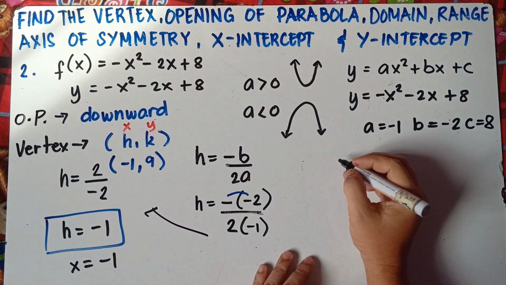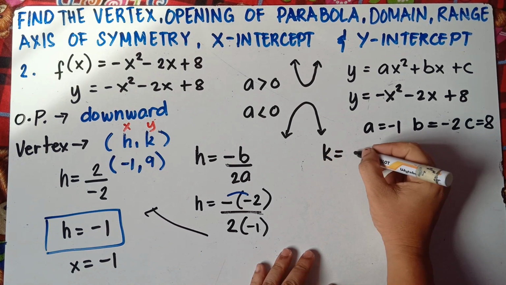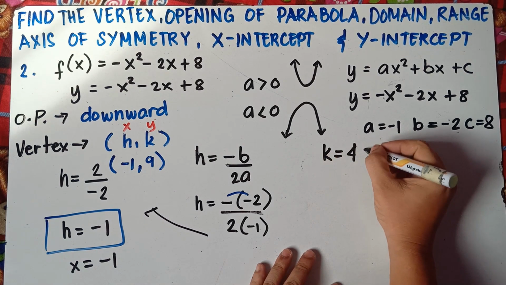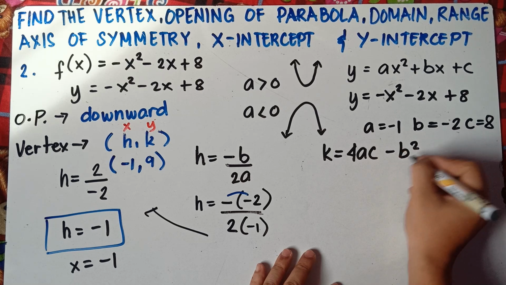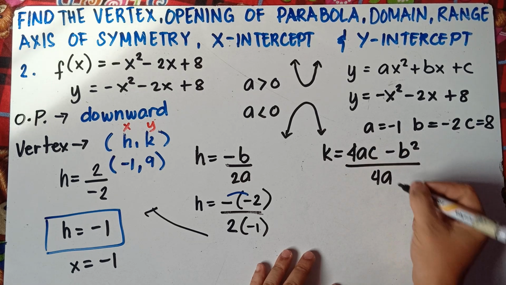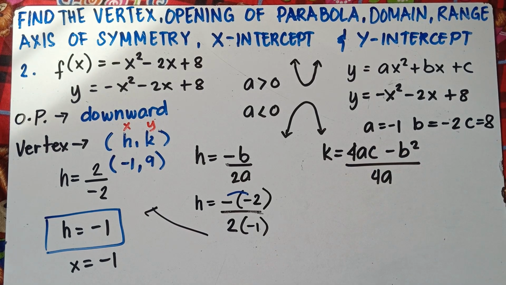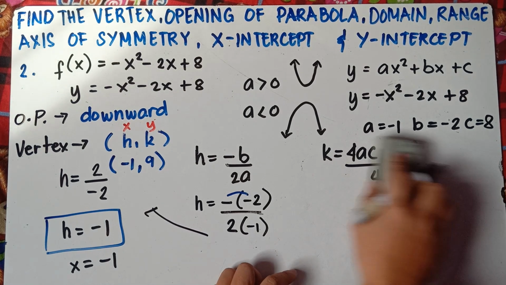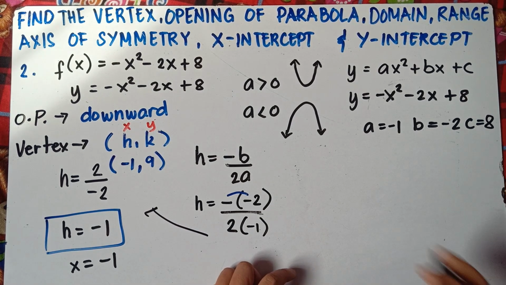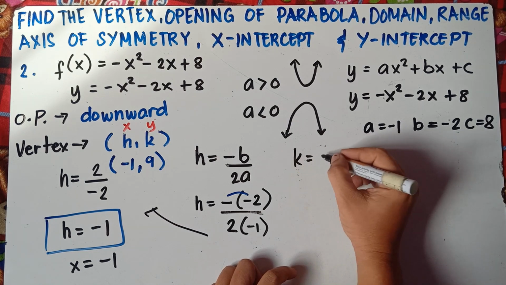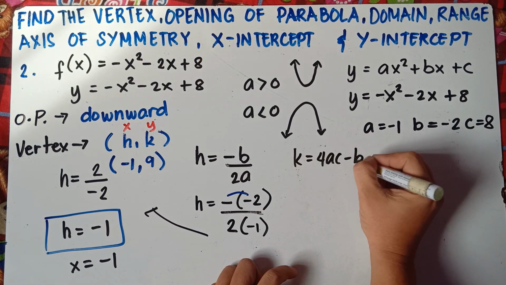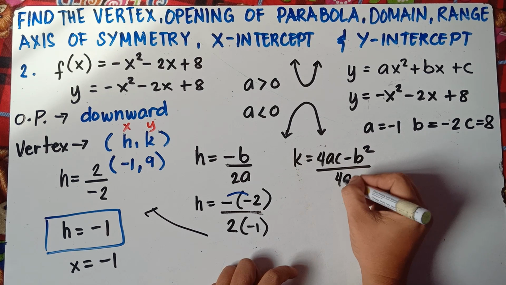Alright, so we have a formula. That would be k equals (4ac minus b squared) all over 4a. So this is the formula, class, in getting the k. Second solution. Okay, let me just write it here so we have enough space. So k equals (4ac minus b squared) all over 4a.